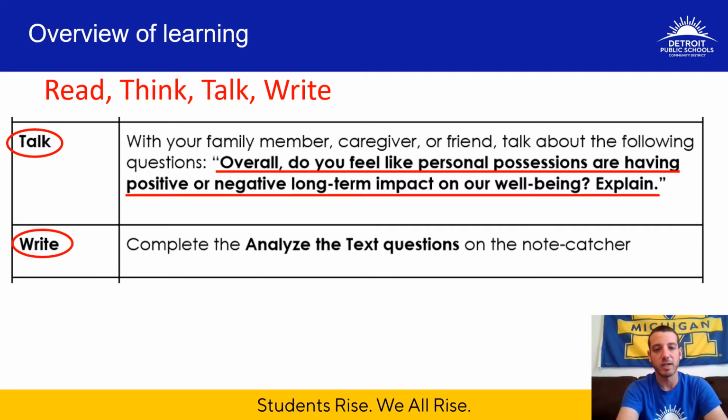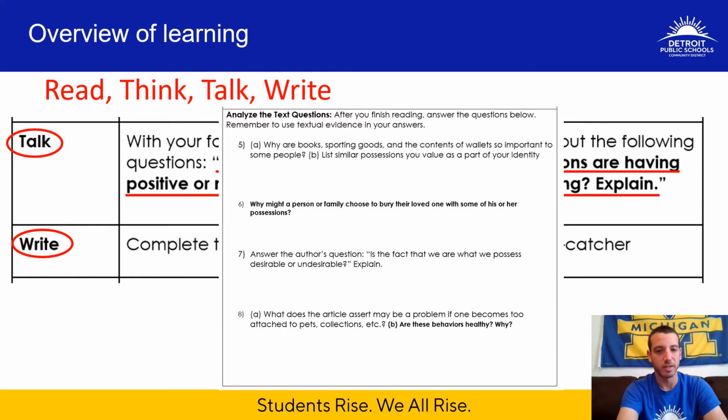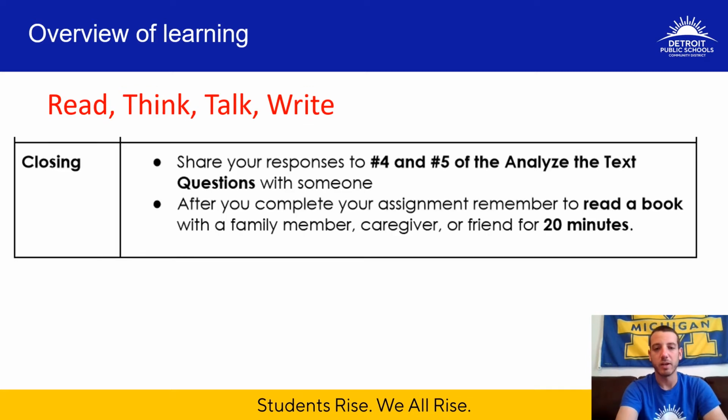And for the write section today, you're going to essentially complete the analyze the text questions, which are on the note catcher. So when you get to the note catcher, you'll see the 4 questions listed there, and you can actually write your responses directly on the note catcher. For the closing today, you're going to share your responses just to number 4 and 5 of the analyze the text questions. You don't have to share your responses to all the questions unless you want to. And then, as always, read a book for at least 20 minutes and document your reading in the reading log.